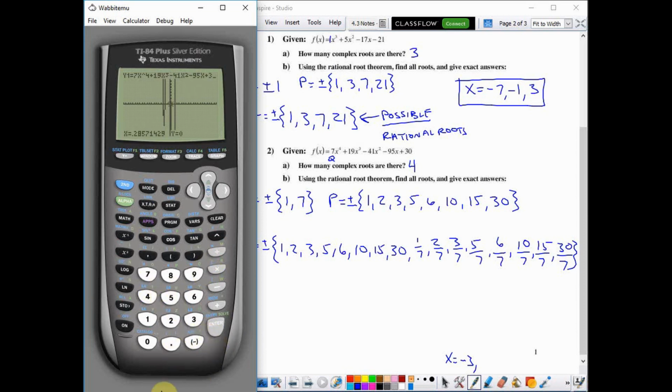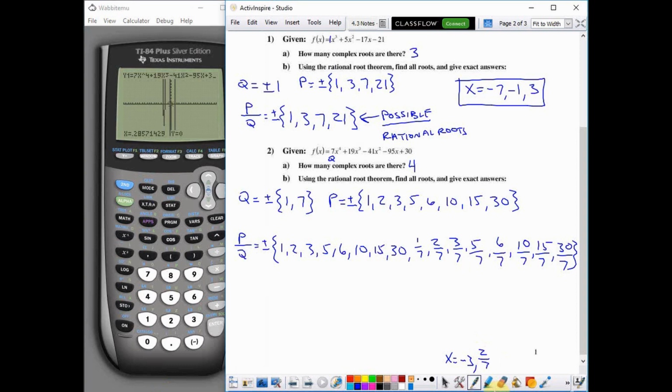2/7 gives me an output of 0. Okay, so that's another root. Now, this one right here I wasn't able to find, which means I'm probably not going to be able to find the next one either. So here's what we can do.